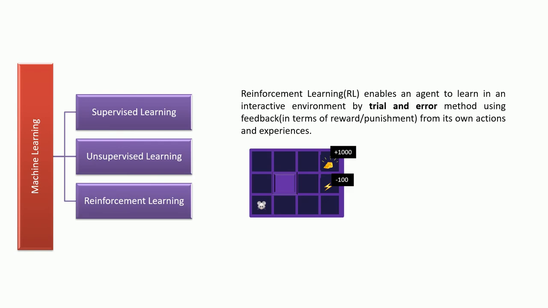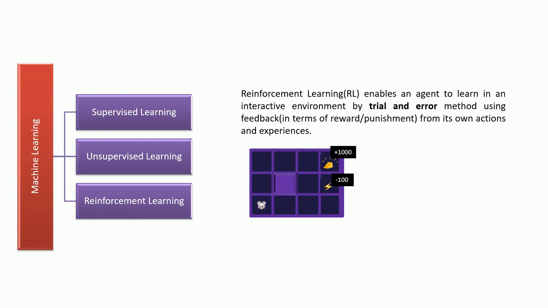And then we have another field of machine learning, that is reinforcement learning, that enables an agent to learn in an interactive environment by trial and error method, using feedback from its own actions and experiences. So this is more like how we learn. We actually learn by trial and error, and if we get a reward, we keep on doing those things, and if we get punishment, we just switch to a different action or plan.